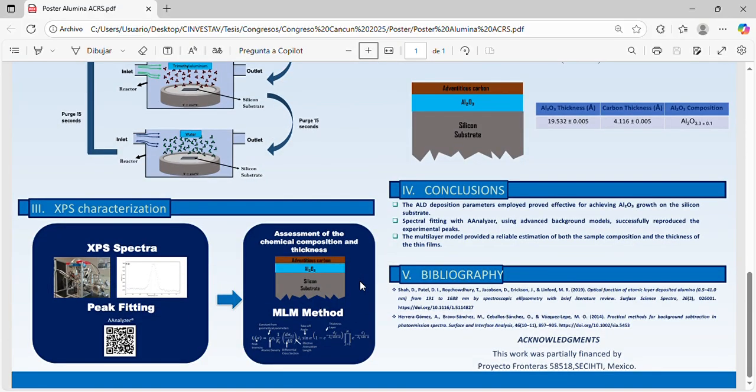XPS characterization. From the deposited sample, we first obtain the XPS spectra, then perform peak fitting, and finally carry out the assessment of chemical composition and film thickness using the multilayer model.